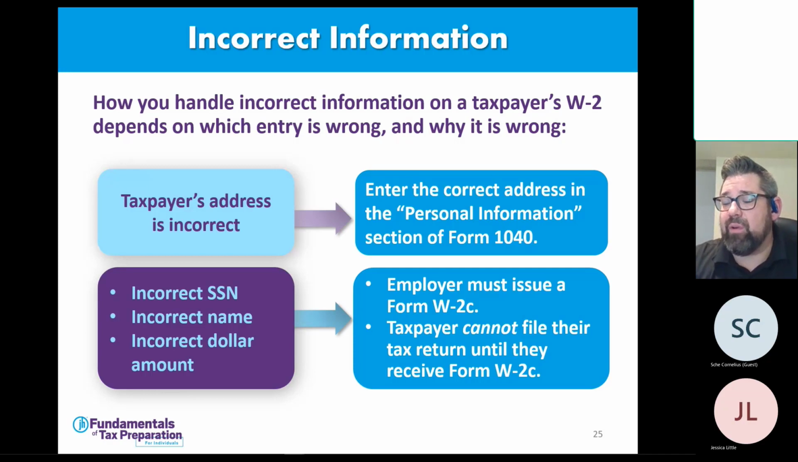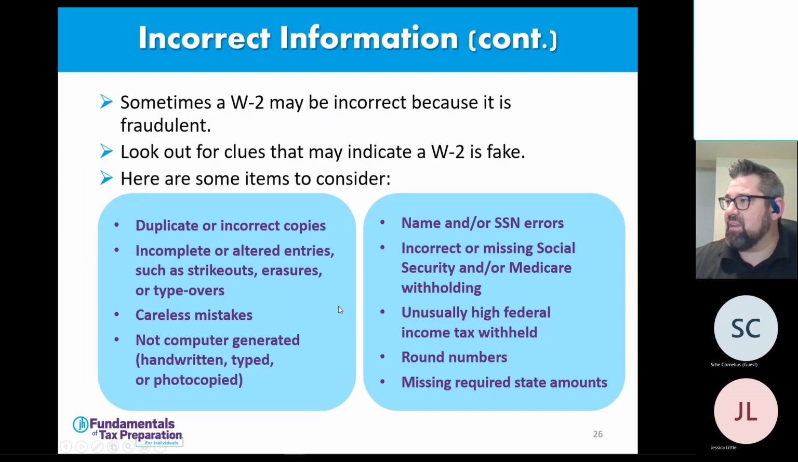So if you do come across something when you're reviewing the W-2, definitely check those things: social security number, name, and when you discuss the information that's on the W-2, talk about the dollar amount. Make sure that's a reasonable amount too. That basically it just makes sense. Okay.